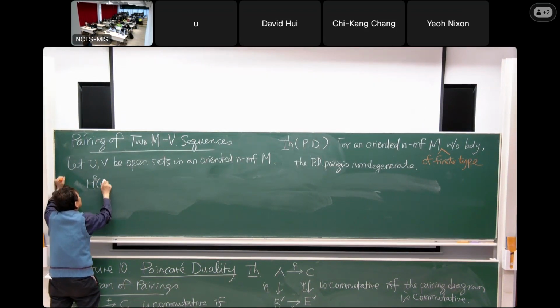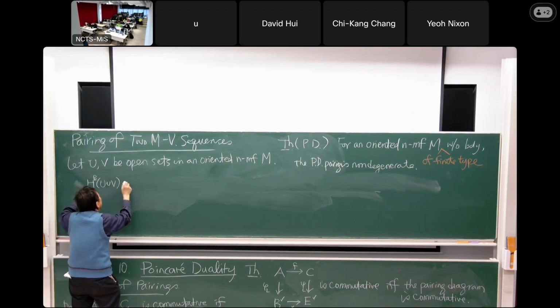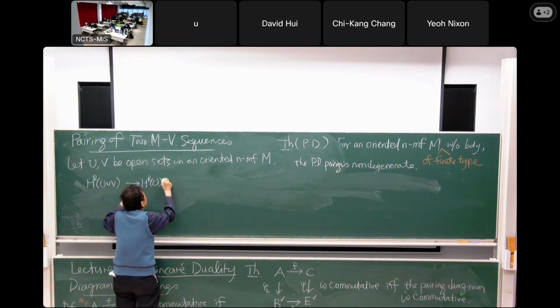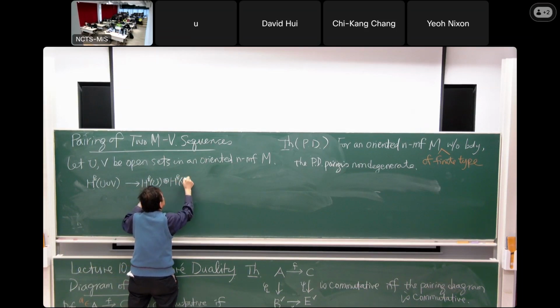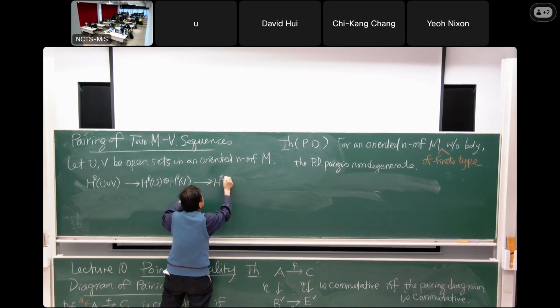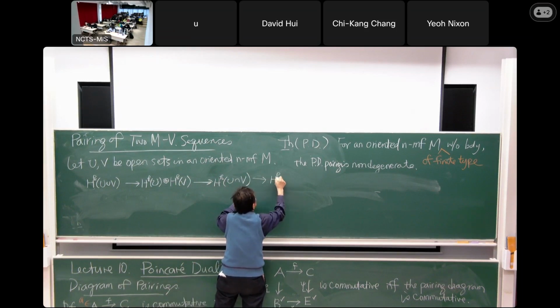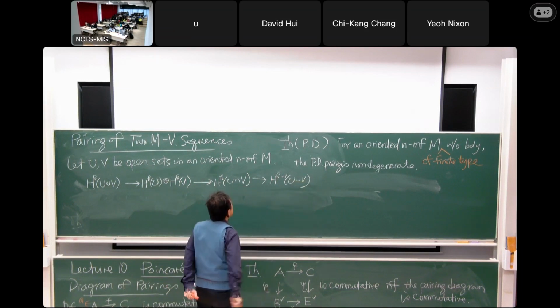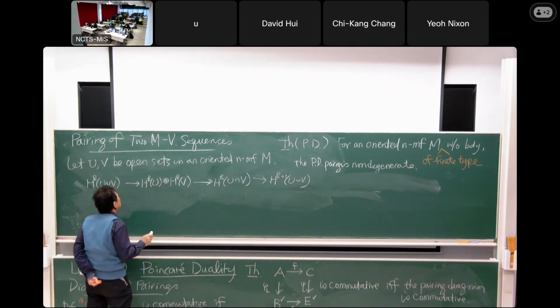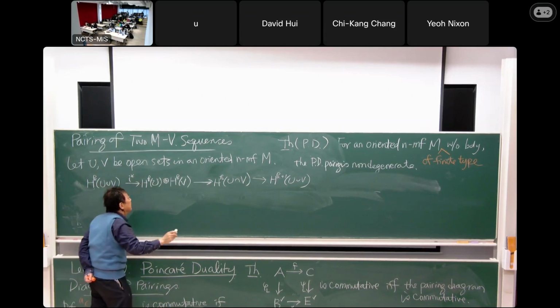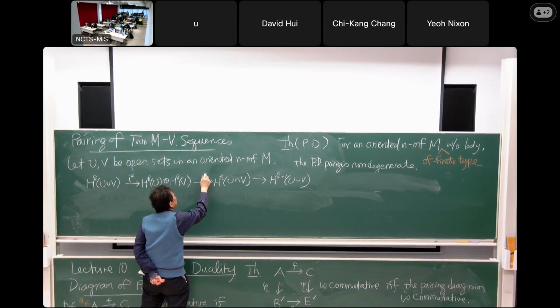H^k of the union to H^k of U direct sum H^k of V to H^k of the intersection to H^(k+1) of the union, right? And this map we call I star, and this is J star.